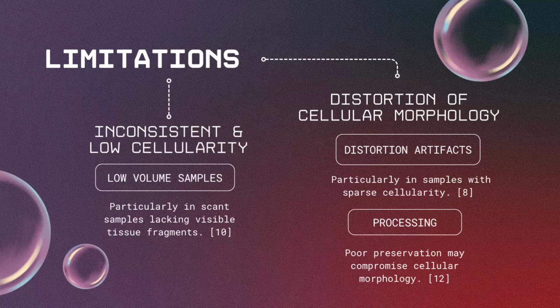Now, for the limitations of the histogel method. First and foremost, inconsistent and low cellularity. Histogel has been shown to produce highly inconsistent cellularity, especially in low volume or scant samples that lack visible tissue fragments. This inconsistency can limit its usefulness in low cellular fluids.